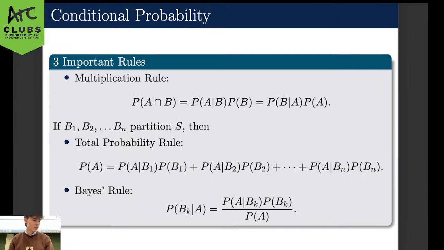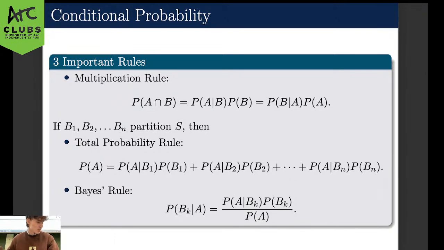The three important rules helping us find probabilities, when we're working with conditional probabilities at least, are, first, the multiplication rule. The probability of A and B is the probability of A given B multiplied by the probability of B, and also vice versa. Second, the total probability rule. If B1 up to Bn completely partition S, then the probability of A is the sum of the probability of A occurring under all the events B1 up to Bn. To get these expressions, we use the multiplication rule, and that gives us the total probability rule.